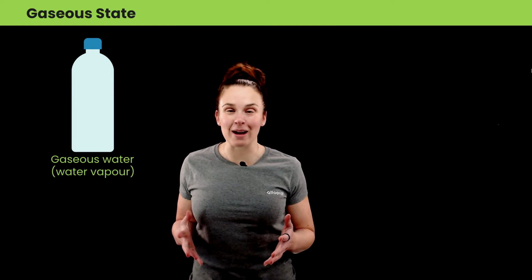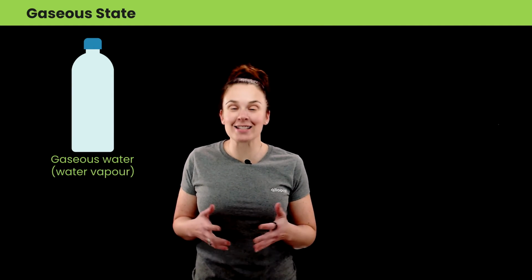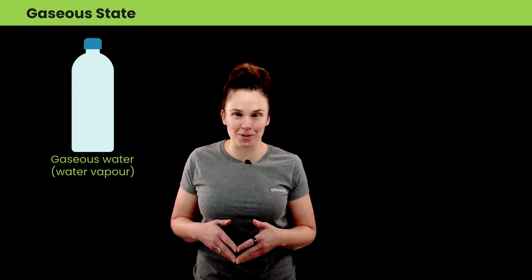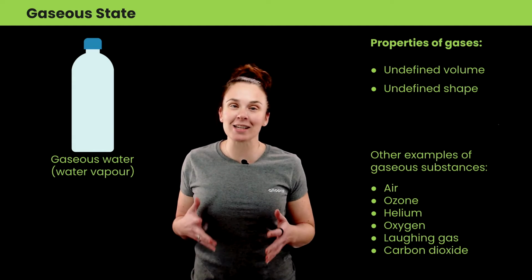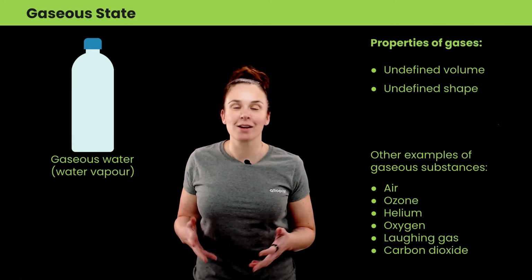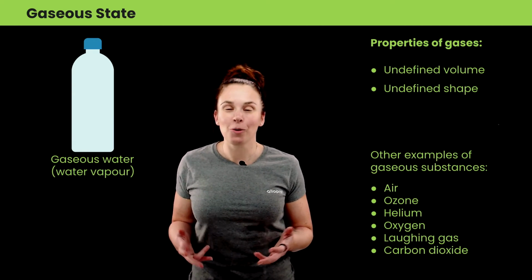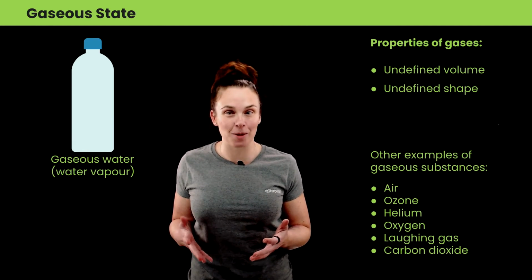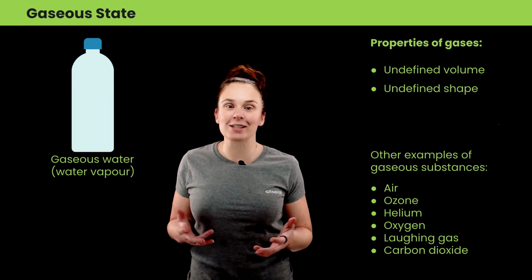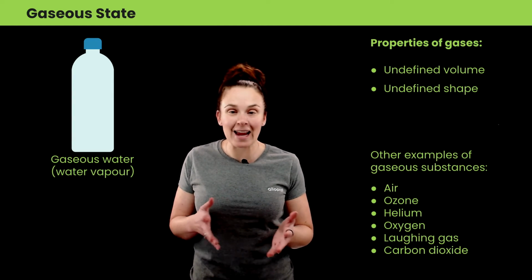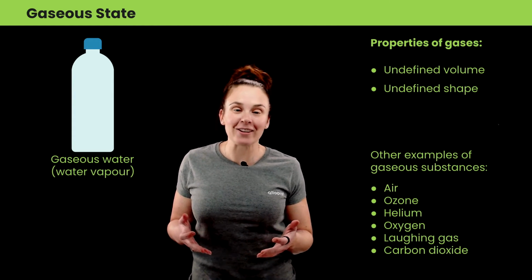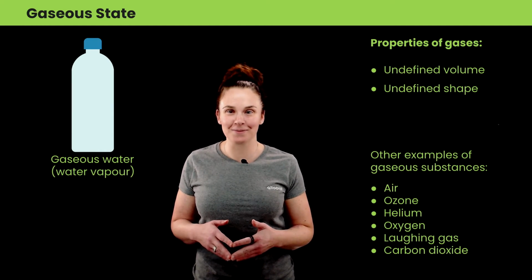The last state of matter is the gaseous state, and air and water vapor are examples of that state. So a couple of things to remember. Properties of gases: they have an undefined volume and an undefined shape. So what does that mean? Well, it means gases take the shape of their container. Other examples of gaseous substances are air, helium, laughing gas, and carbon dioxide.